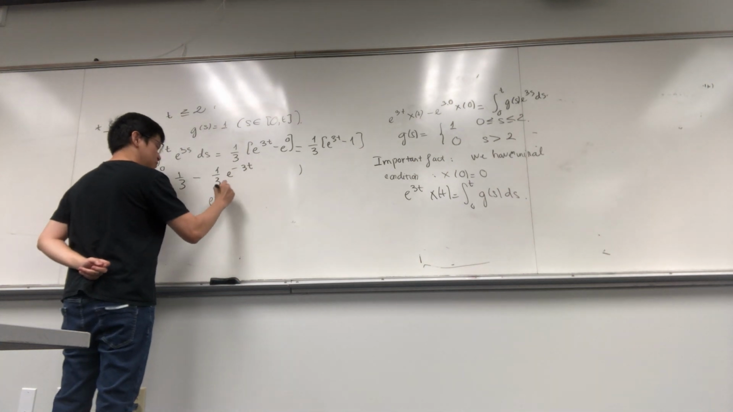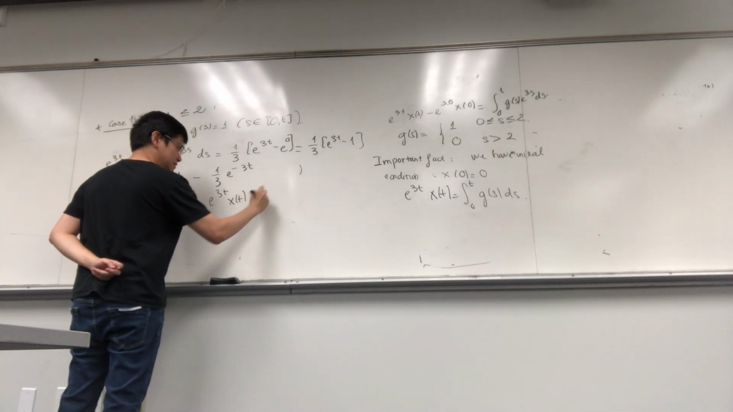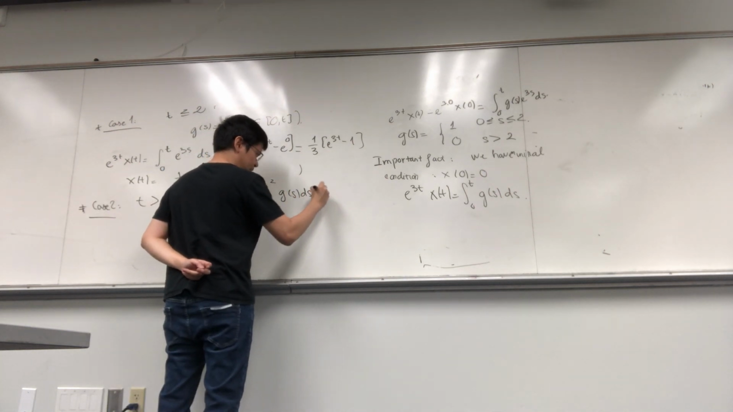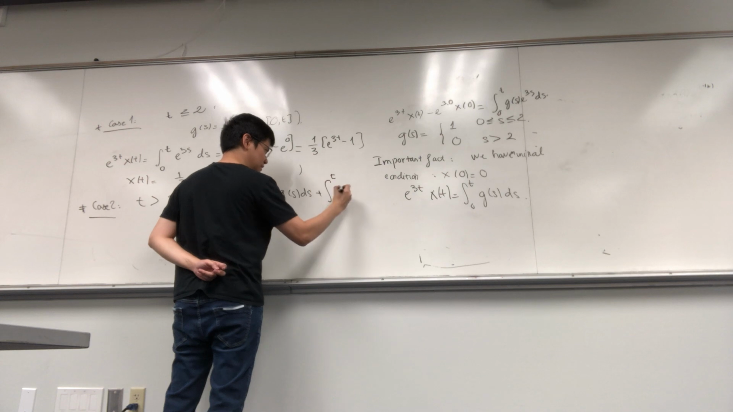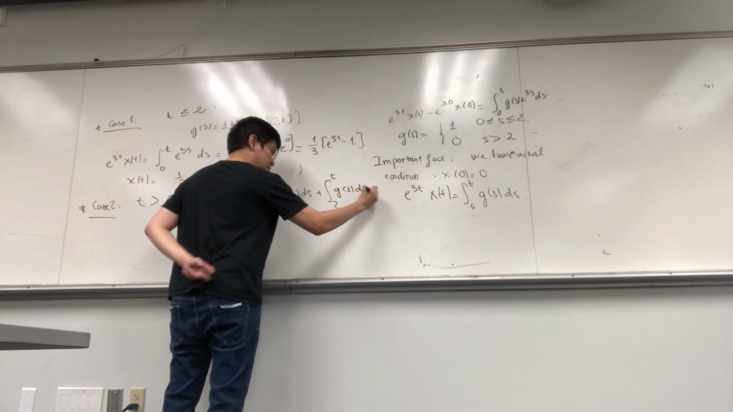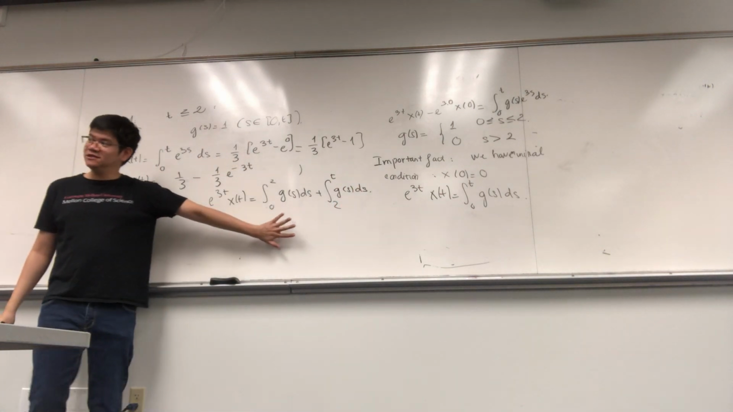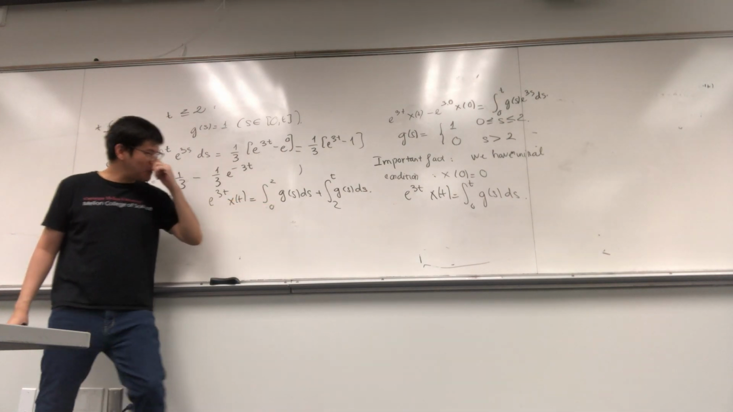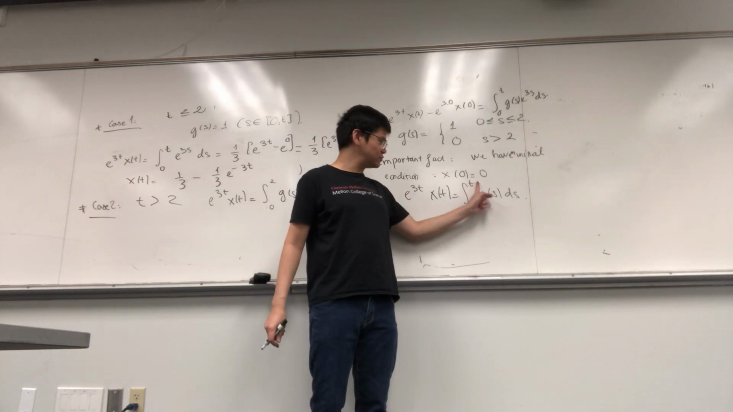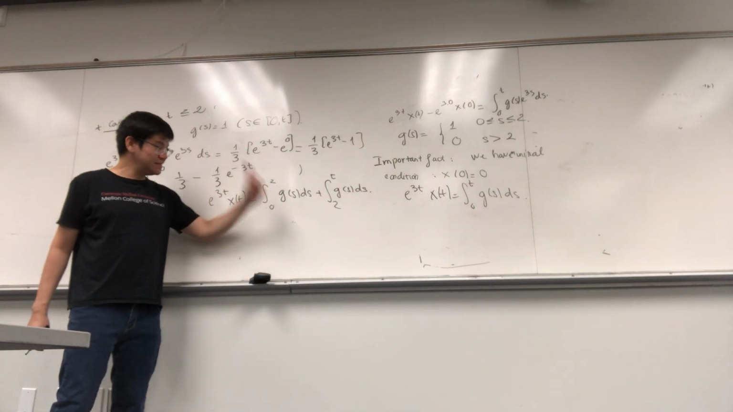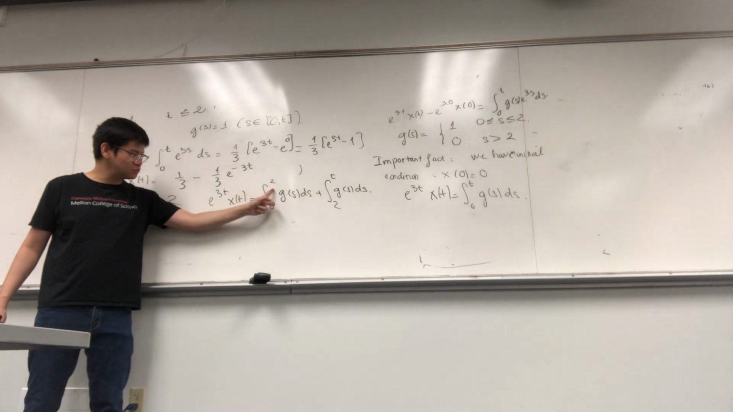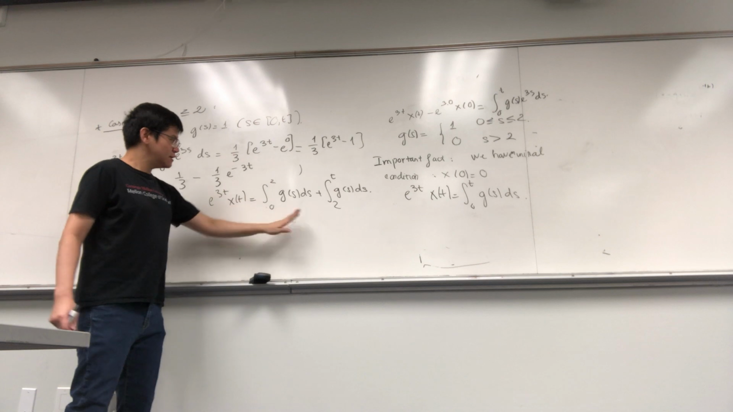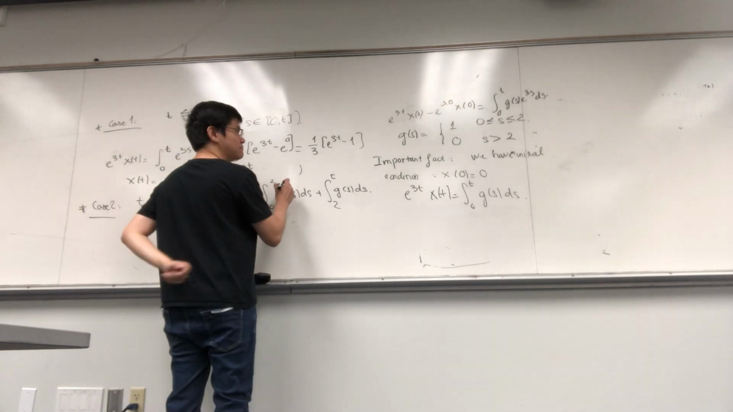So you have e to the 3t x(t) is going to be the integral from 0 to 2 of g(s) e to the 3s ds, plus the integral from 2 to t of g(s) e to the 3s ds. So when t is bigger than 2, you have to split the interval from 0 to t into two intervals. The first one is from 0 to 2, and the second one is from 2 to t.